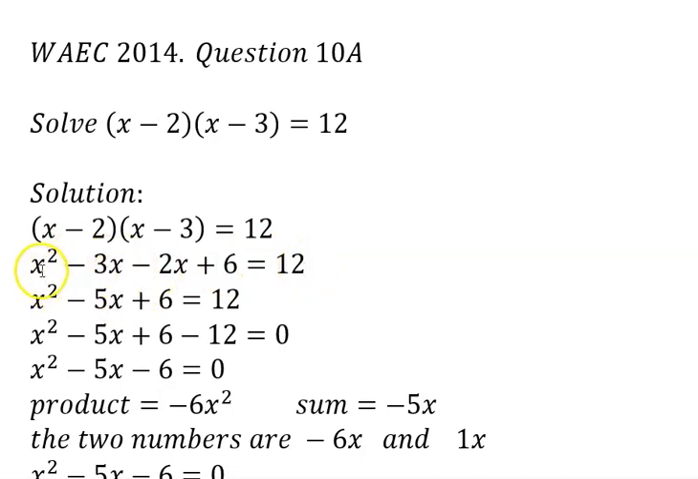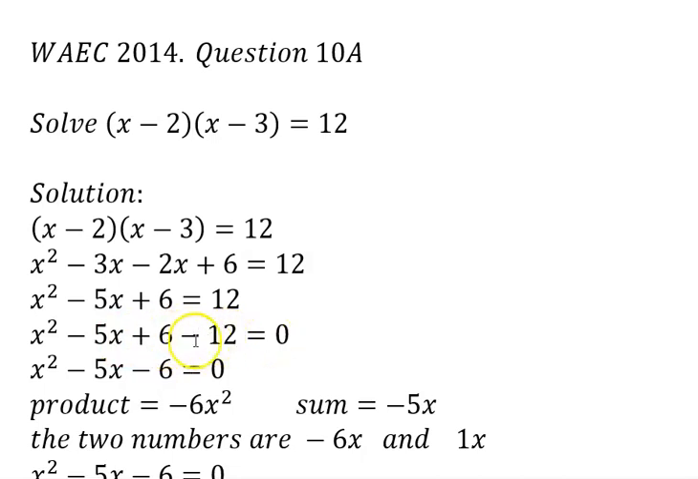Something is common here. You have x squared minus 3x minus 2x will give you what? Minus 5x plus 6 equals 12. Merely looking at this, it's forming a quadratic equation already. Now just bring in your 12 inside, the sign will change. So you have x squared minus 5x plus 6 minus 12 equals 0.